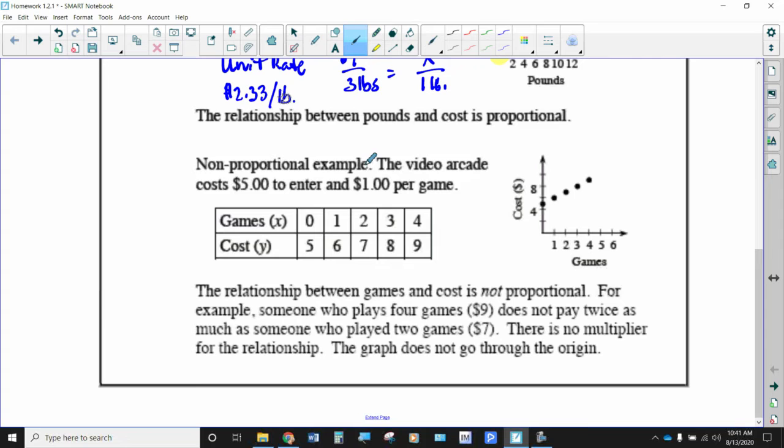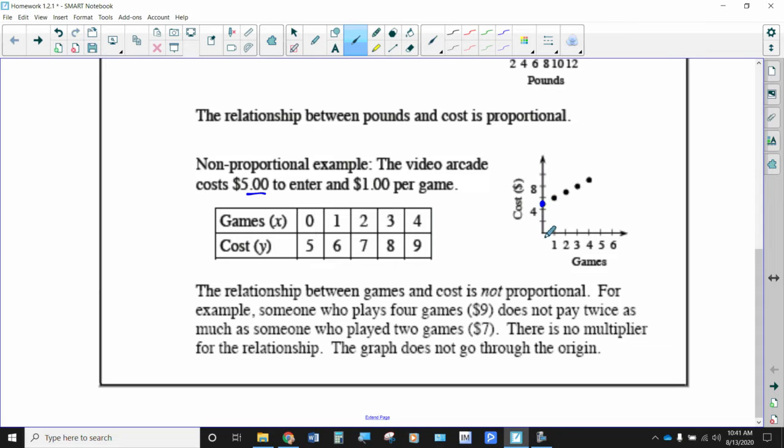Now, this is a situation that is non-proportional because it doesn't pass through 0, 0. So the video game arcade costs $5 to enter, and then $1 per game. So if it was free entry and all you did was pay per game, then it would become proportional, because 1 game would be $1, 5 games would be $5, and so on and so forth. But according to this, you have to pay $5 even if you don't play any games. So it's not a 0, 0, it's a 0, 5.